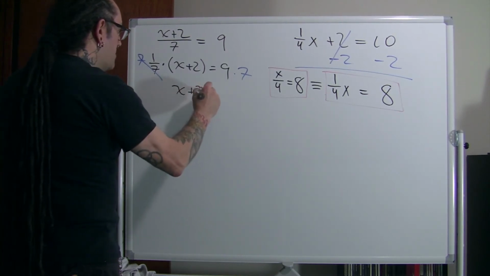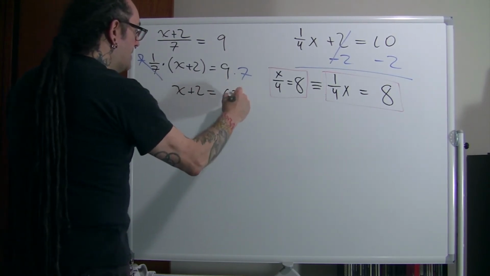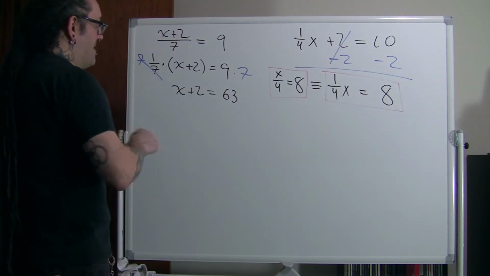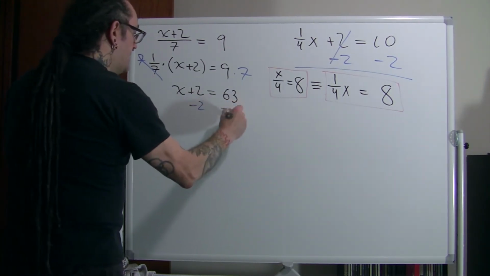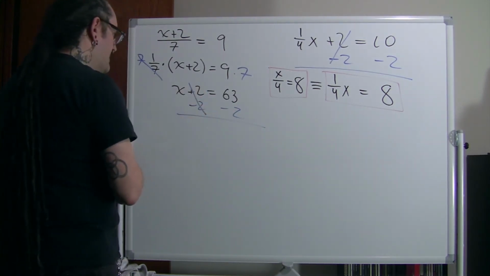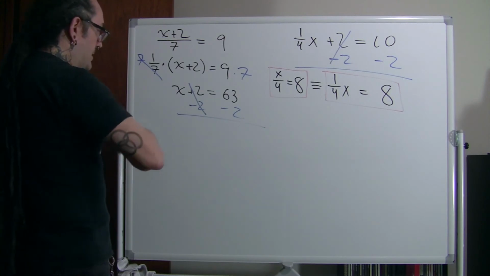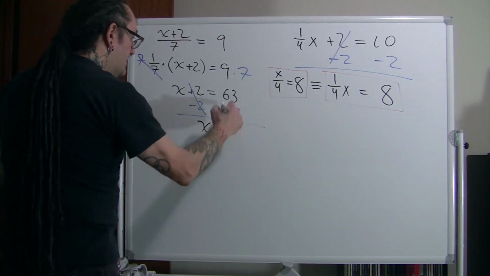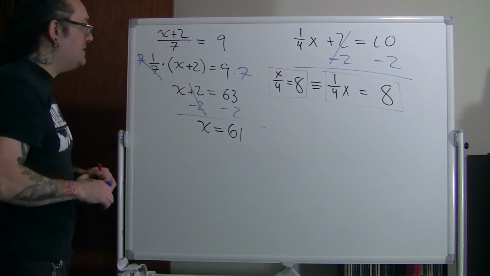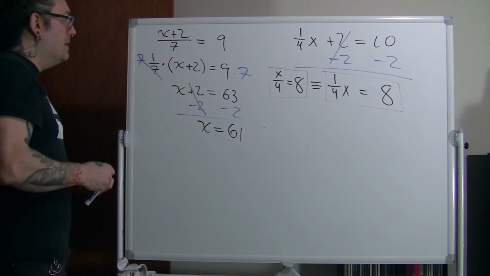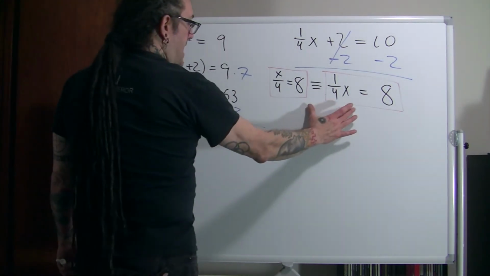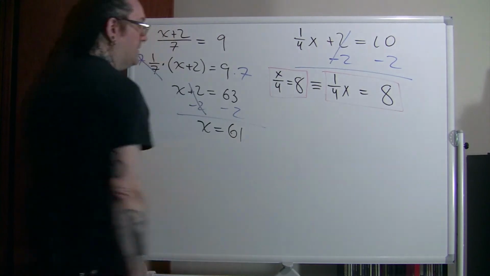x plus 2 equals 7 times 9, 63. And then what? Minus 2, minus 2 cancels, and I get x equals, because the 2s cancel, x equals 63 minus 2, 61. Same exact answer. Same exact answer. So again, this is this sort of gold in action. This is exactly the same thing.